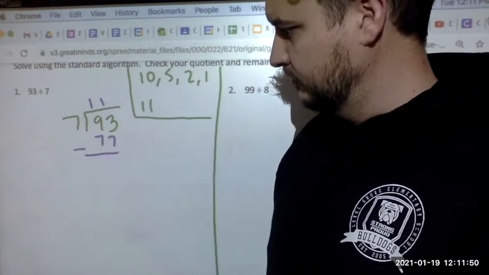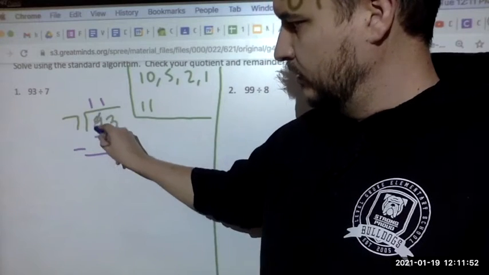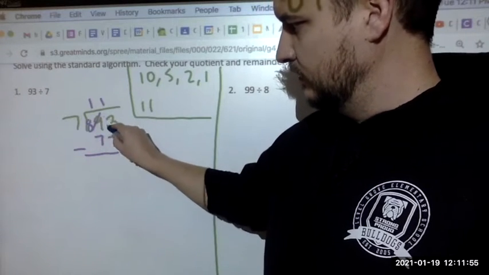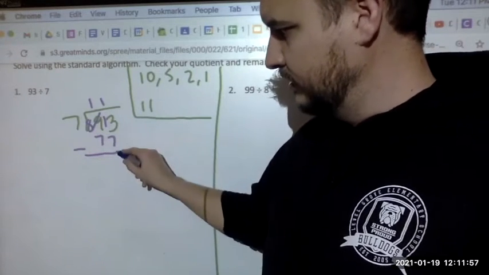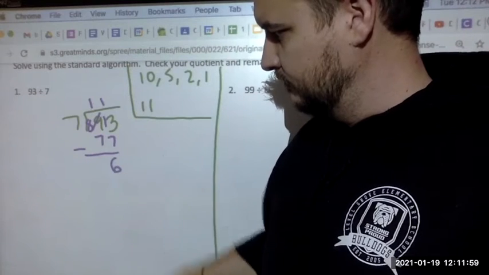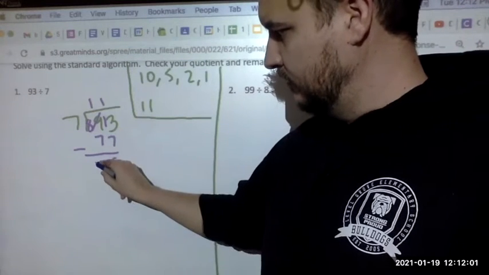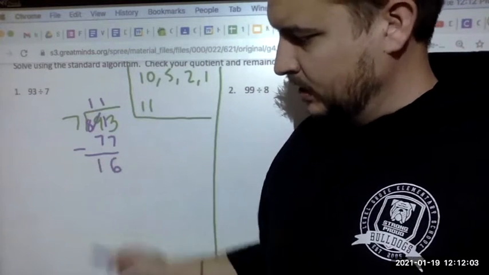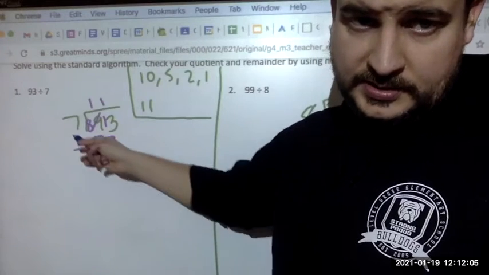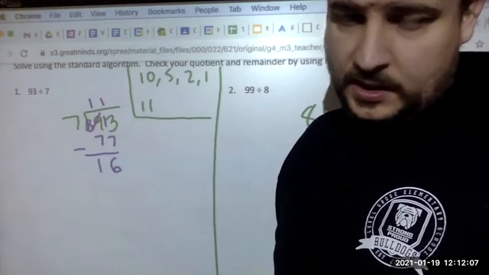And subtract. I need to borrow. This becomes 8. This becomes 13. 13 minus 7 would be 6. 8 minus 7 would be 1. This number is still bigger than 7, so I've got to keep going.